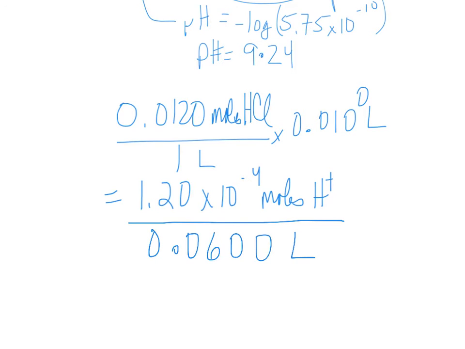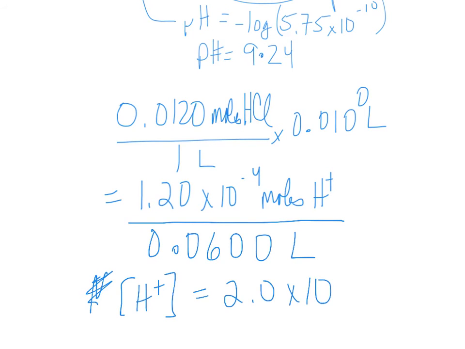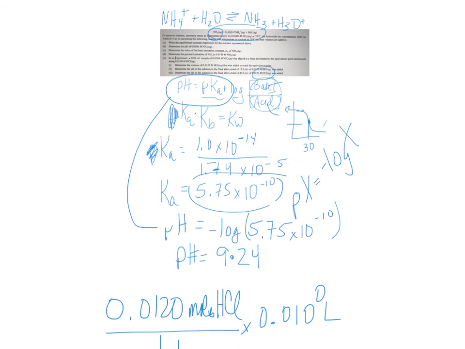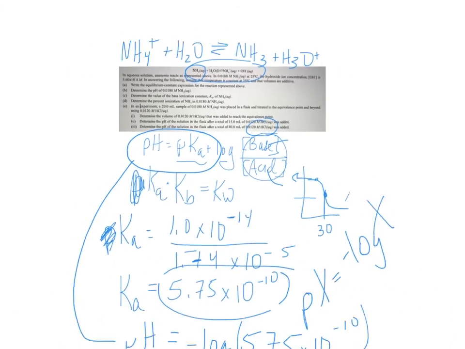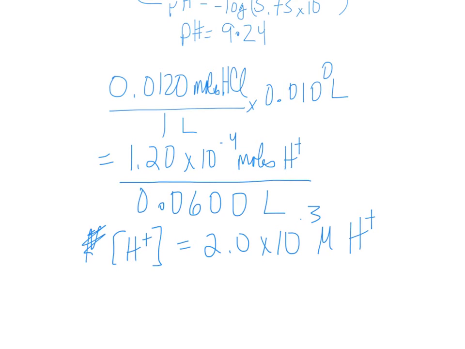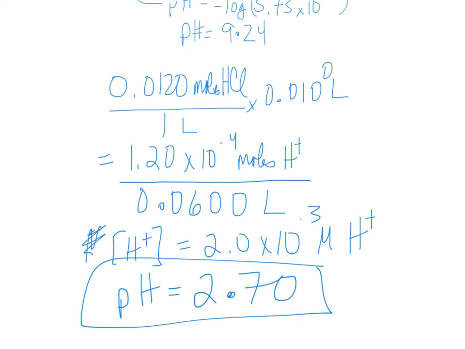a molarity of 2.0 times 10 to the negative 3 molar H plus, or HCl. And I believe the original question asked us to solve for the pH. So at this point, we take the negative log of that answer to give us the pH, because the pH is the negative log of that molarity. And we have a pH of 2.70. So that concludes this problem.